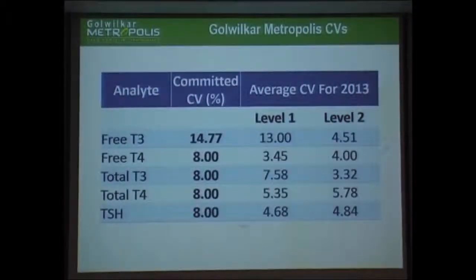Based on the CLIA criteria, our lab has established these committed CVs for these different hormones, and as you could see, both our level 1 and level 2 controls are well within the committed CVs.